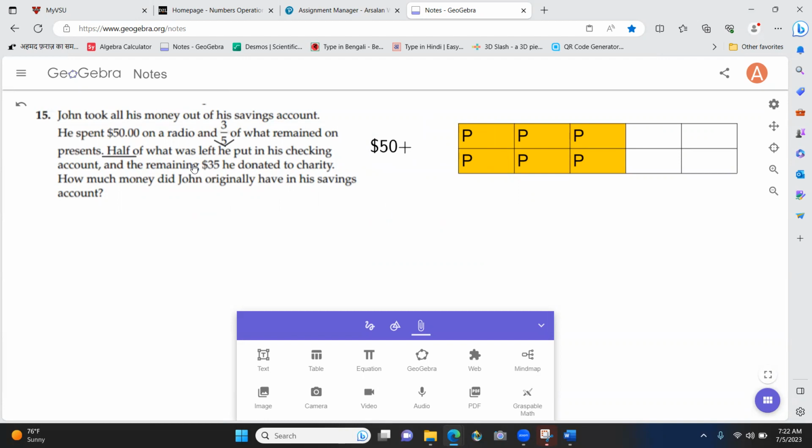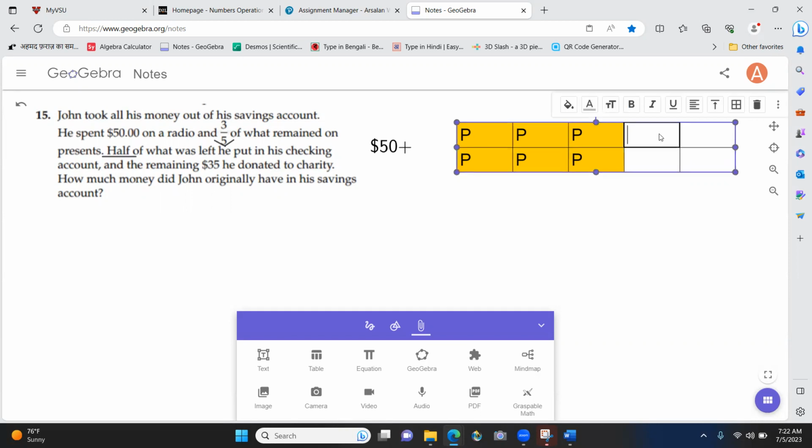Now, half of what was left, this was left. Half of this was put in checking accounts. I'm going to shade half of four. What's half of four? Two. Doesn't matter which two you shade. I'm going to shade these two green. I just have to shade two of them green. All right. So this went to the checking account.